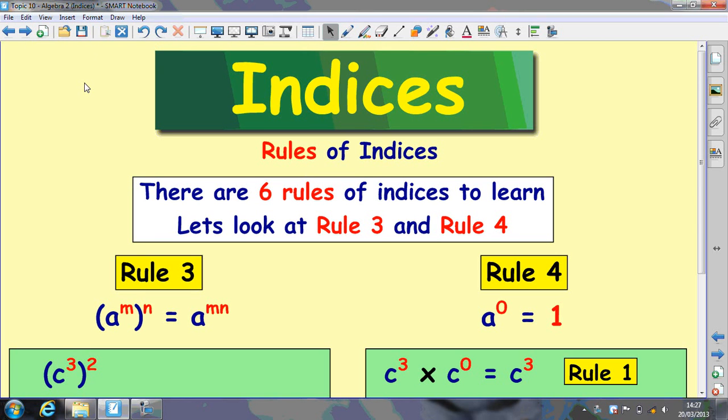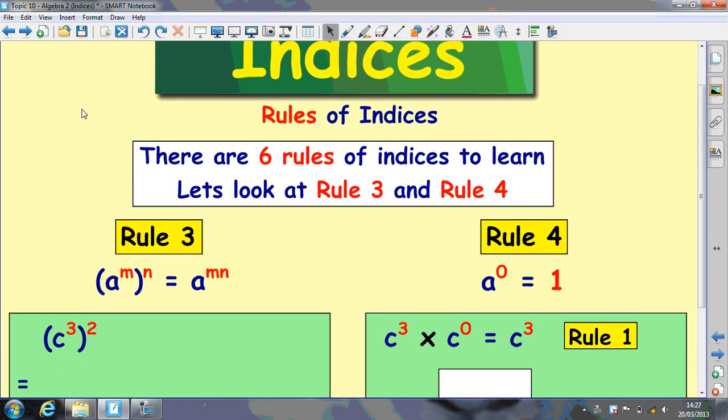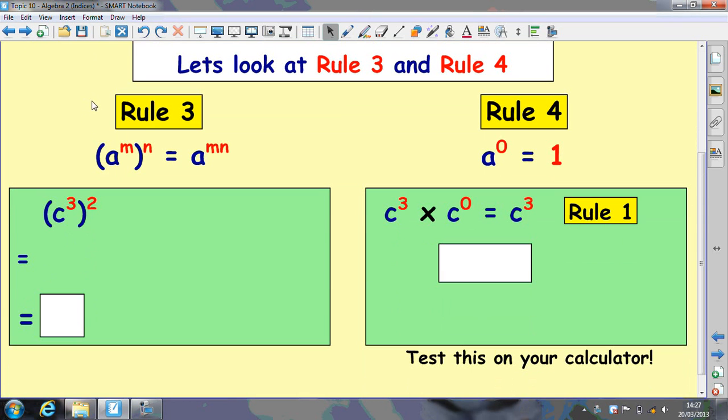In this lesson, we're going to look at rules 3 and 4 of indices. The first rule here is when you have a power inside a bracket raised to another power outside the bracket. When this happens, you multiply the two numbers instead of adding them together, and I'll show you why down here.